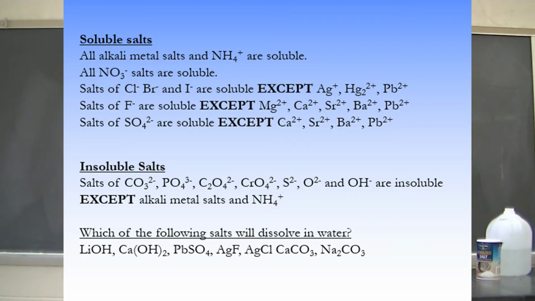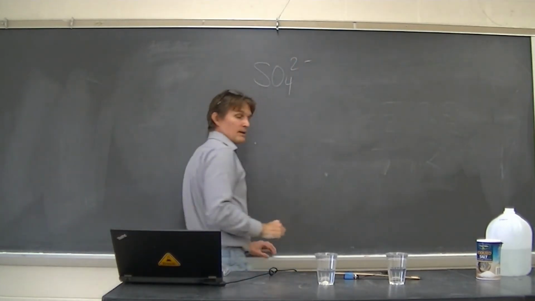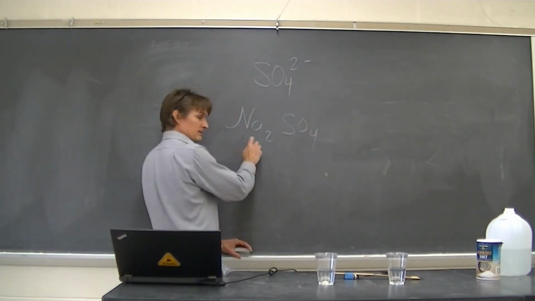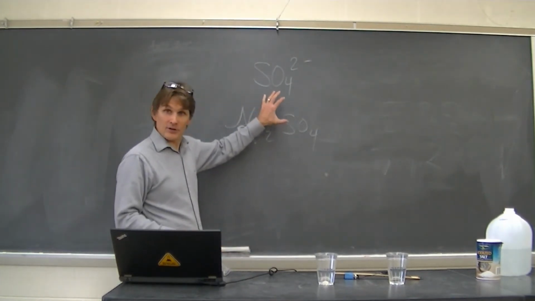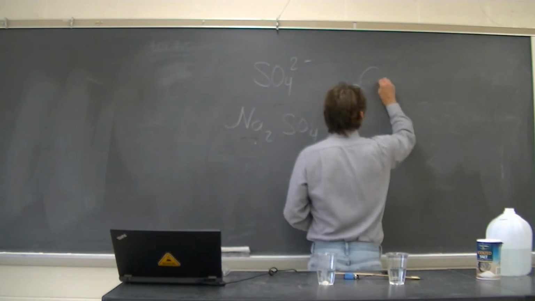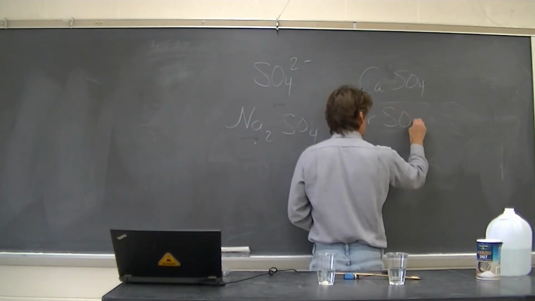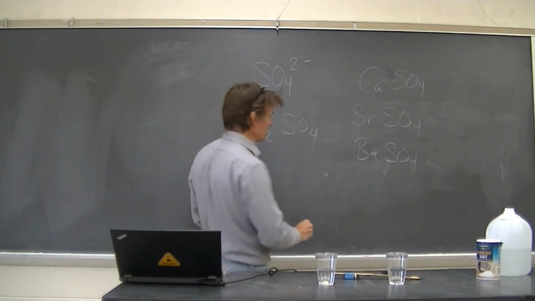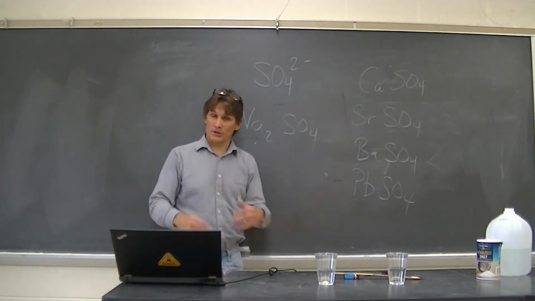So let's see. Sulfate, SO4 2-. Your sulfate salts, well, of course, sodium sulfate is going to be soluble. It's got a group 1 metal, so of course that's going to dissolve. But again, there are some exceptions to this sulfate rule, and those exceptions are calcium sulfate, strontium sulfate, barium sulfate, and I think it's lead 2 sulfate. Yep, lead 2 sulfate. These do not dissolve while other sulfate salts do.